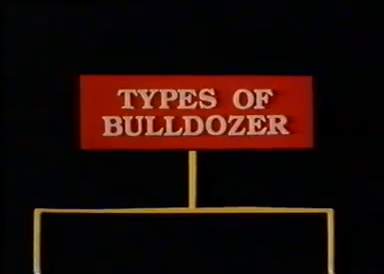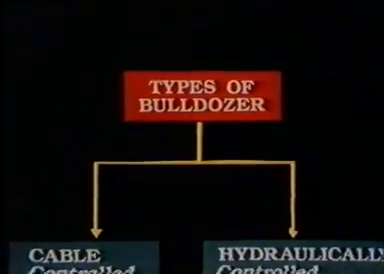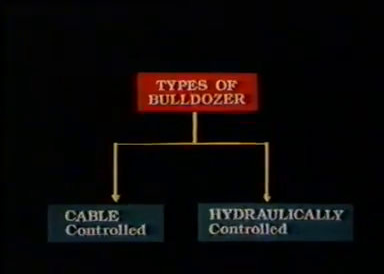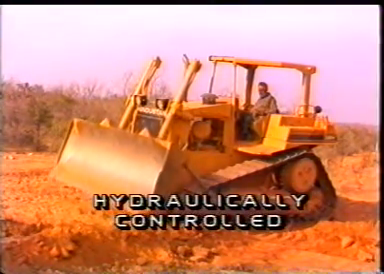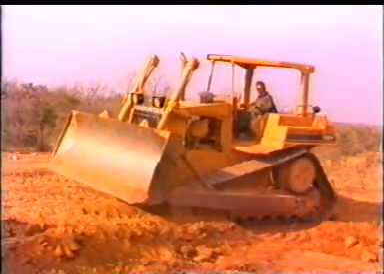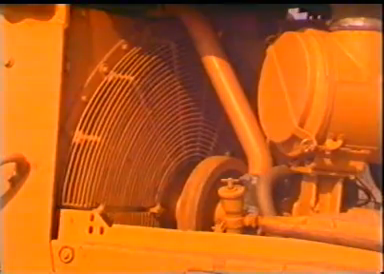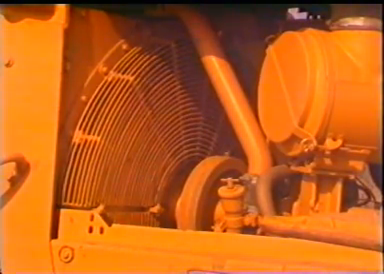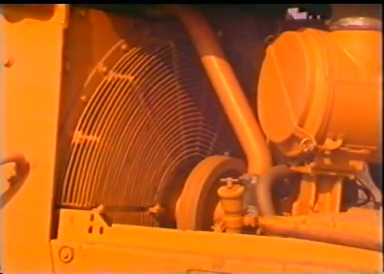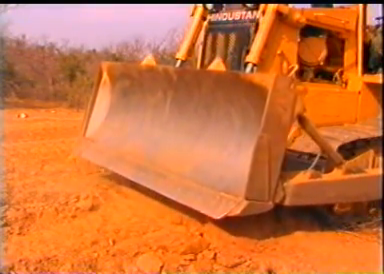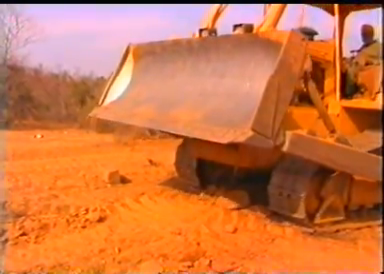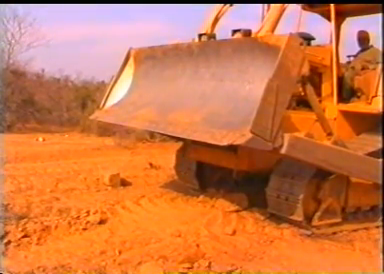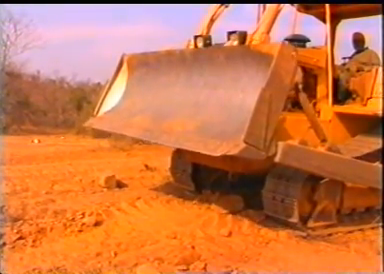Types of bulldozer: cable controlled and hydraulically controlled. Hydraulically controlled: an oil pump is mounted under the base of radiator guard, and hydraulic rams are used to raise the blade or lower it.